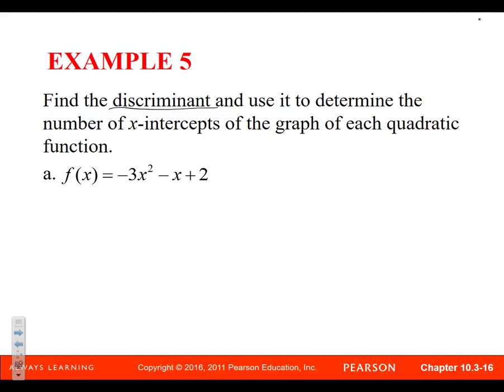One solution, 0 solutions, or 2 solutions. So we know the values are A, B, and C accordingly if it's already put in standard form. Brandon? Good morning, Sunshine. So we're plugging into the discriminant.